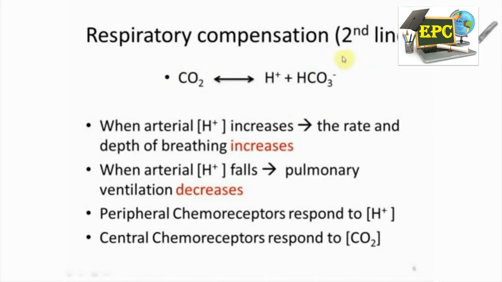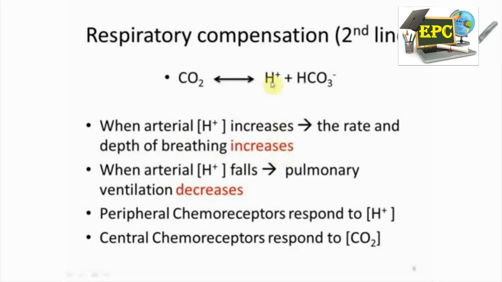So we're going to see what happens exactly. Now let's say we have an increase in hydrogen ions. What's going to happen? The equation is going to move to the left, which will give us more CO2. Now since we have more CO2, what is our body going to do? It's going to increase breathing because we need to get rid of it. So the rate and depth of breathing will increase.